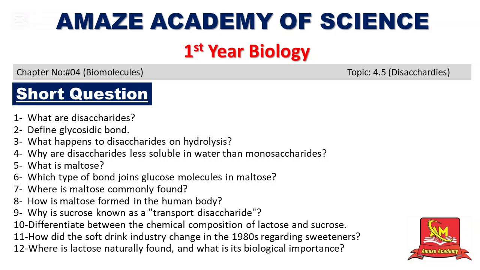Why are disaccharides less soluble in water than monosaccharides? What is maltose? Which bond joins glucose molecules in maltose? Where is maltose found? How is maltose formed in the human body? Why is sucrose called transport disaccharide?